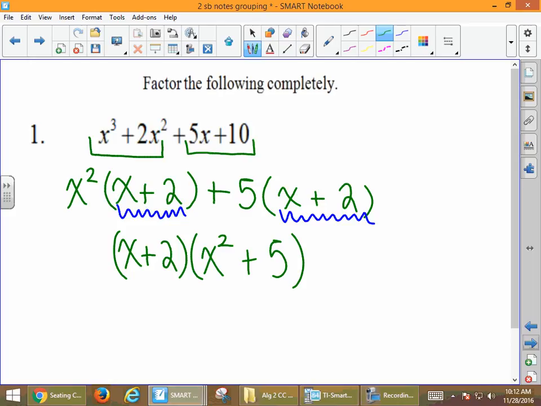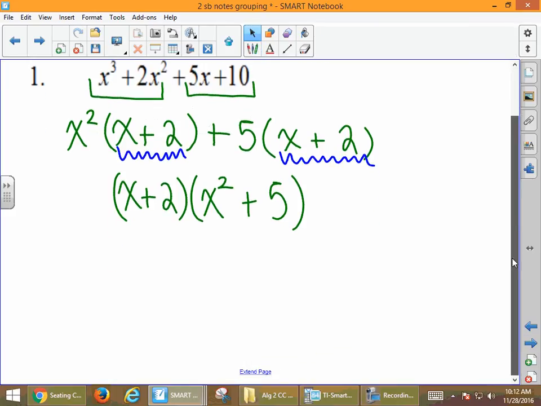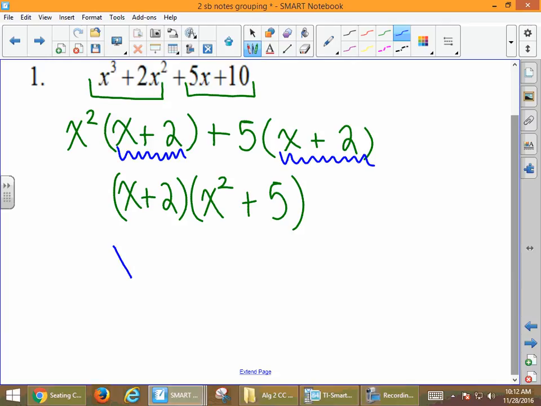Again, relies heavily on greatest common factor. I'm going to do one more thing to this problem, but I don't think that you should write it down. I just want to show you here that x times x squared is x cubed. Again, I don't think that you should write this down. X times 5 is 5x. 2 times x squared is 2x squared. And 2 times 5 is 10.